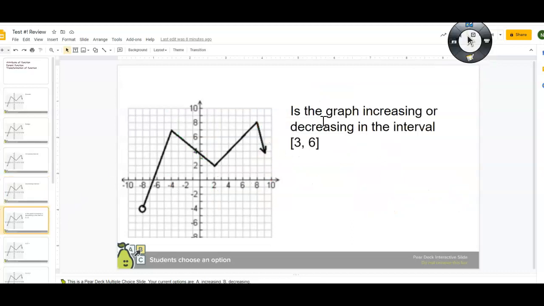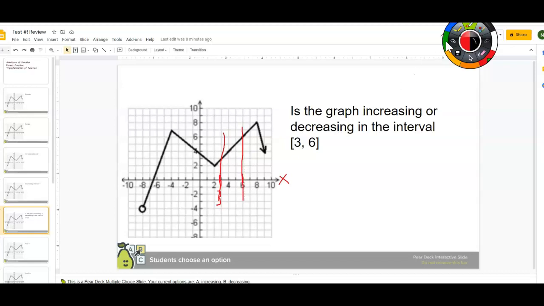Next one. Is the graph increasing or decreasing in the interval? So now we look for the boundaries, we look for the intervals first. Okay? From 3 to 6 on the x-axis, look for these two numbers. 3 is here, 6 is here.